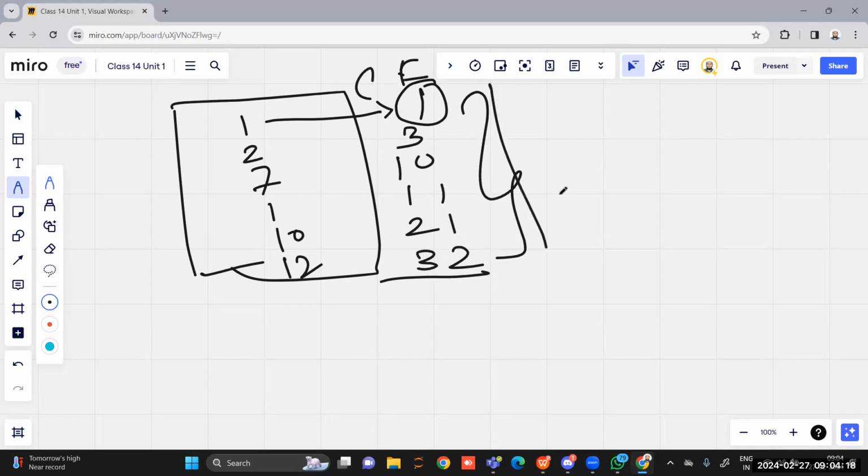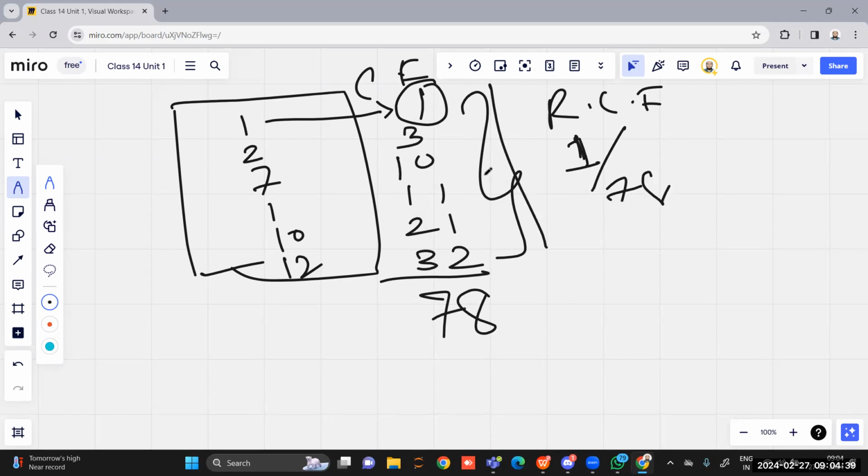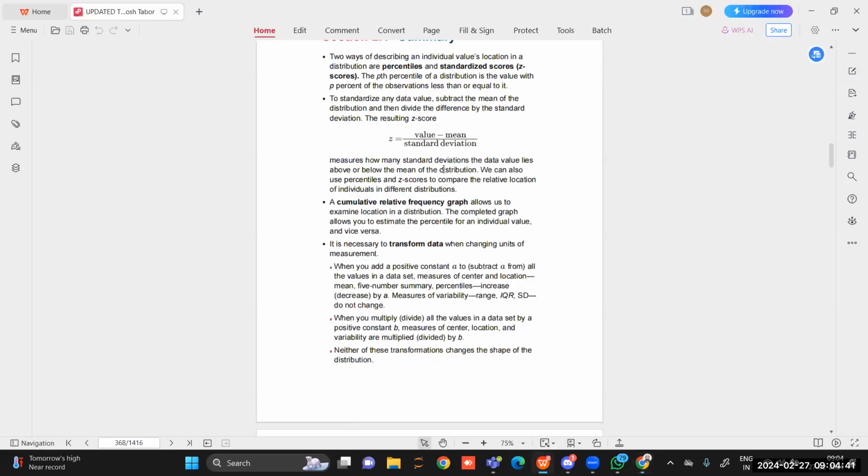And relative, you know what to do in relative cumulative frequency. We just have to take the figure of the cumulative frequency divided by the total. So total, I think it's 78, divided by 78. So this was the relative cumulative frequency. That's for revision that we have covered.